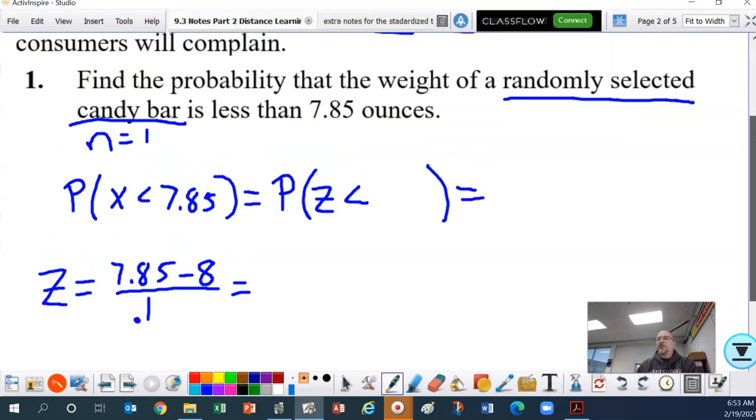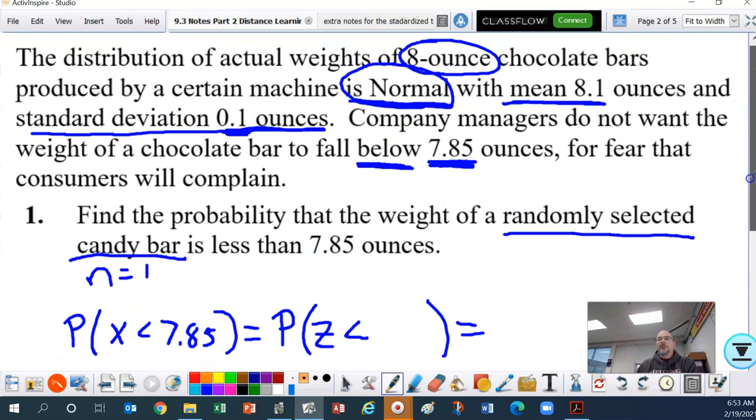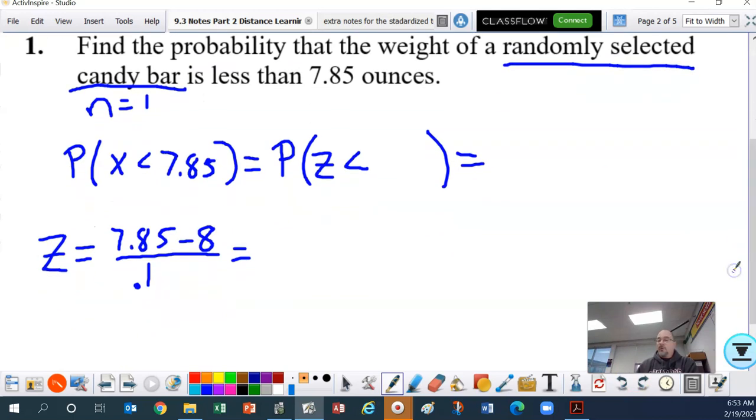I do have the ounces right, correct? Yeah, 8 ounces. Okay, whew, I was a little worried there. And then I'm going to divide that by 0.1. All right, so I see. Good thing I double and triple checked. It's negative 1.5, ladies and gentlemen.